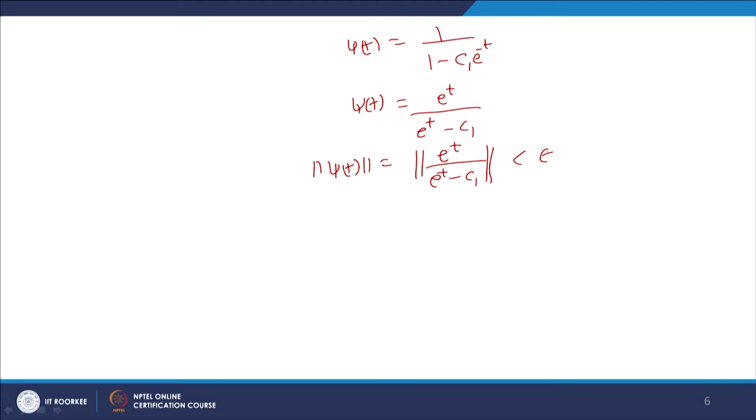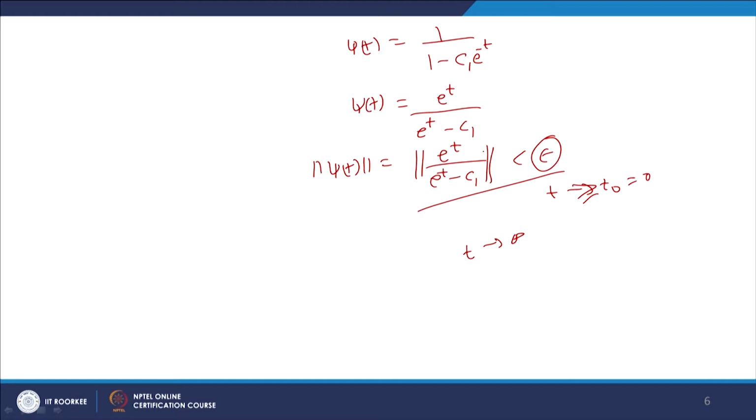But if you look here, as t goes bigger than t naught, or say t is bigger than or equal to some t naught, where t naught is the initial time, here I have taken t naught as 0, for any given epsilon I cannot make this inequality true. Why? Because as t tends to infinity, e to the power t tends to infinity.